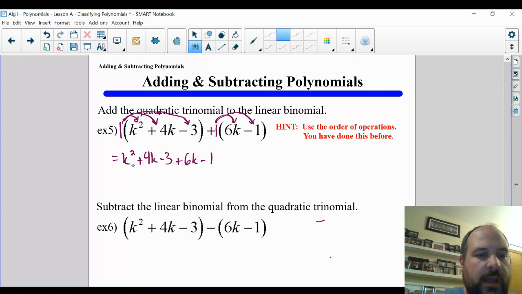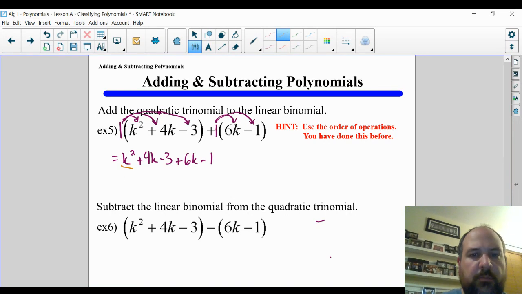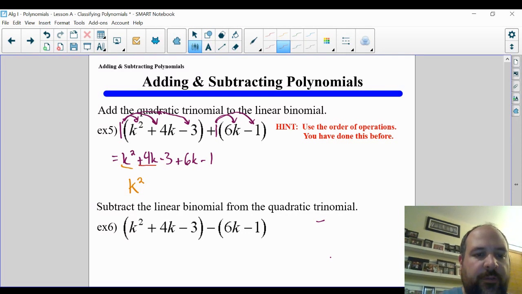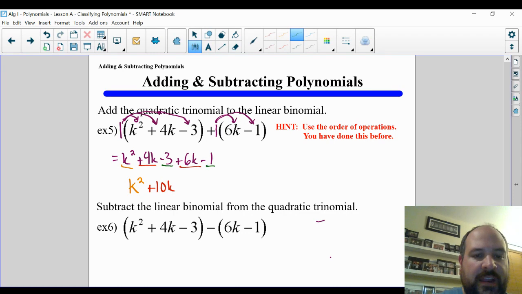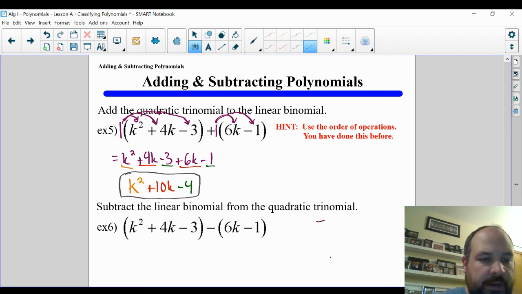If I look, I have k squared as my largest term. So that's going to go first. Then I'm going to combine the positive 4k and the positive 3k, positive 6k to get positive 10k. And lastly, we combine the negative 3 and the negative 1. That gives us negative 4. So k squared plus 10k minus 4 would be our final answer here when we add those polynomials together.